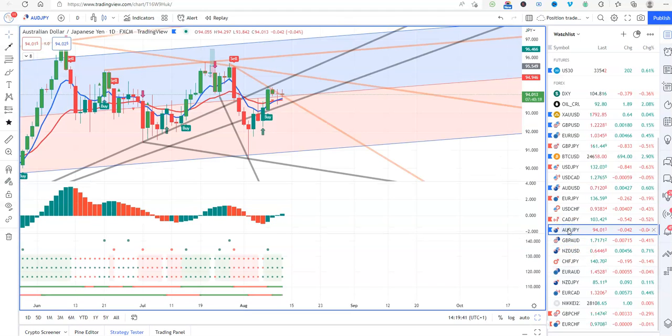Well, the conditions are right for the Aussie yen. However, we've got a buy, we've got the blue line above the red, and above the zero line is the awesome oscillator, all green. So that satisfies those conditions.